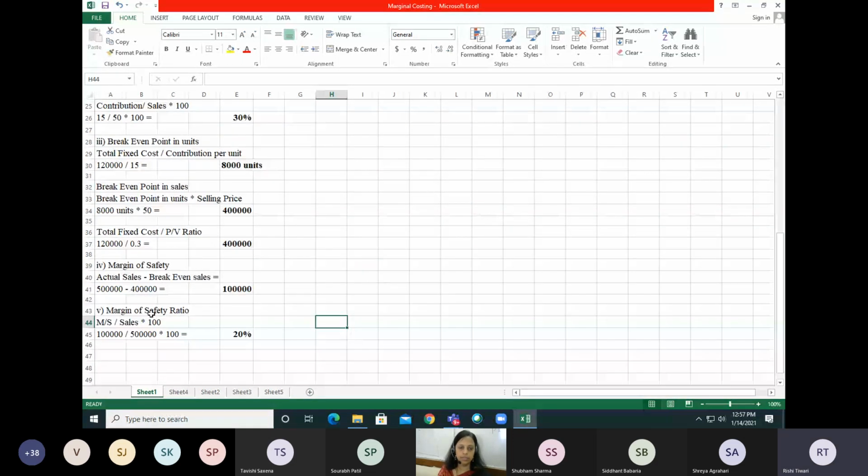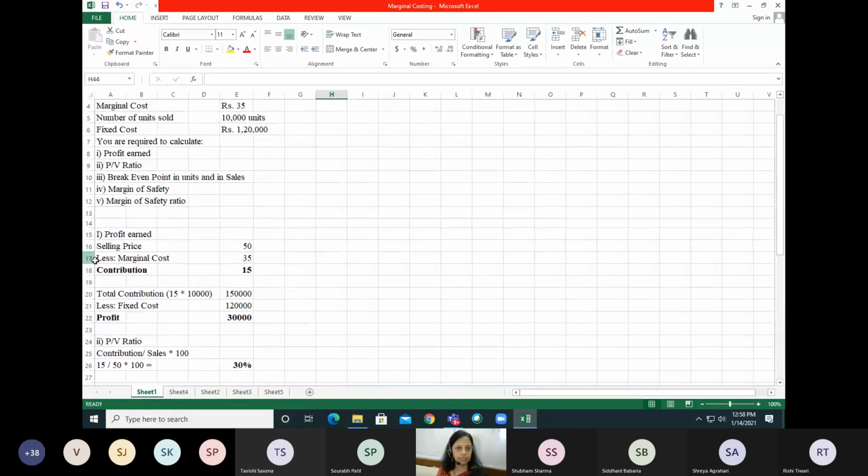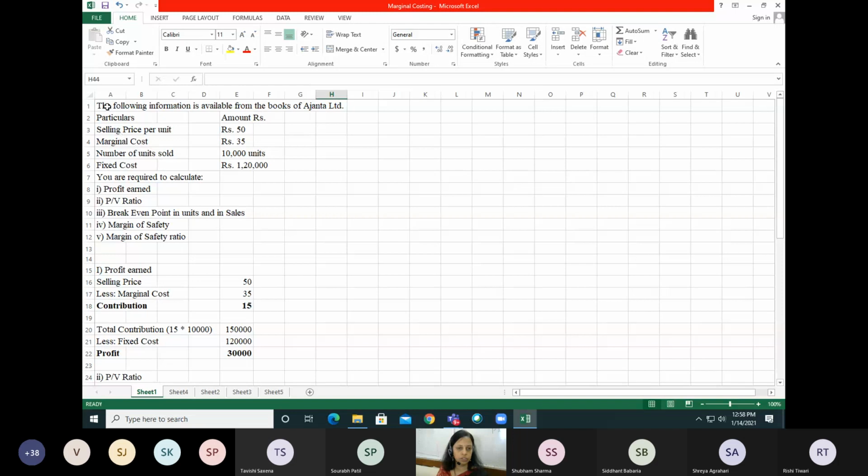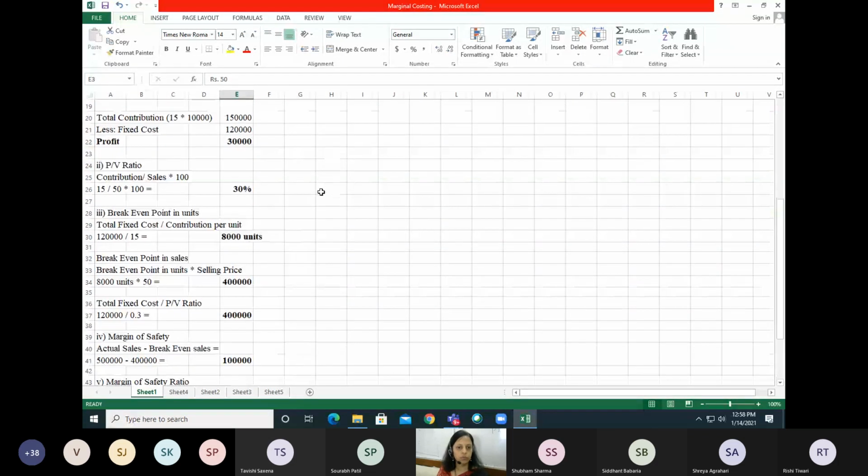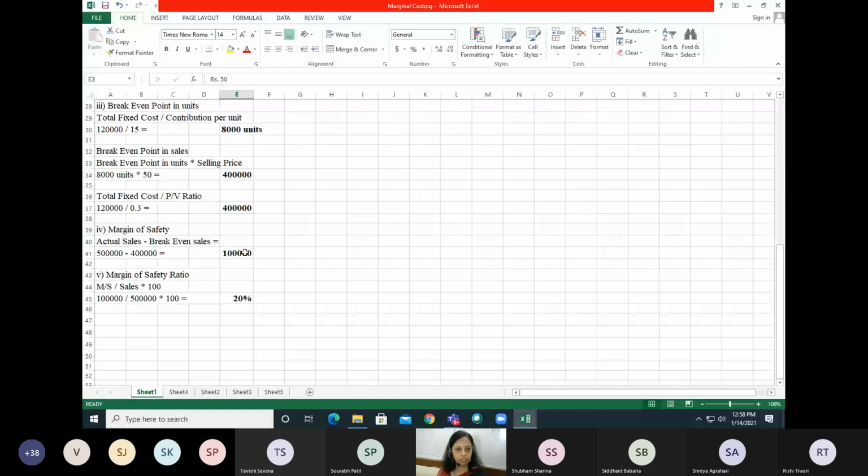Margin of safety means the sales above break-even sales. So the formula is actual sales minus break-even sales. Now what are actual sales? Read the information given. Selling price rupees 50 and number of units sold 10,000. So 10,000 into 50, 5 lakh. So 5 lakh, and break-even sales we have calculated 4 lakh. So 5 lakh minus 4 lakh, 1 lakh will be your margin of safety.